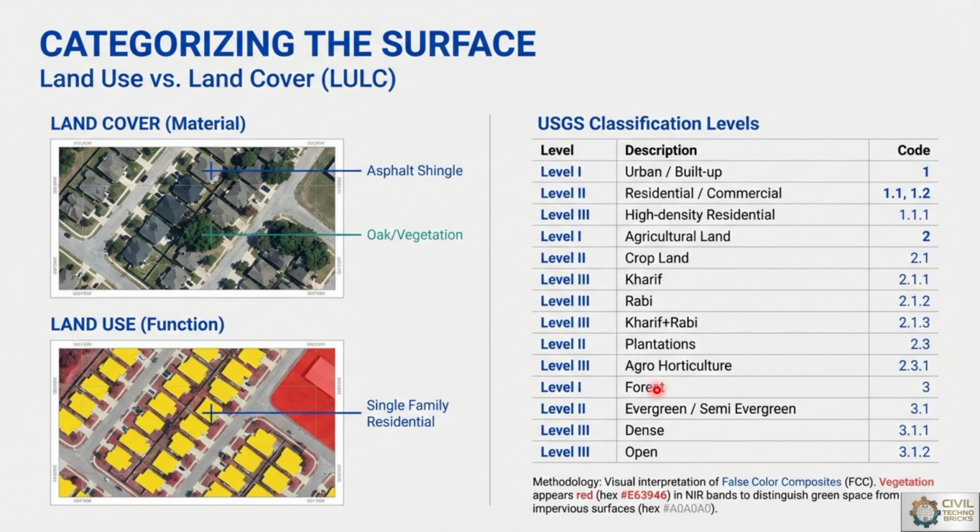Level 1 third code is for the forest. In that forest, evergreen, dense, and open, these three criteria are there. Then agricultural land, which is the level having code 2, where cropland, kharif, rabbi, kharif plus rabbi, plantation, agro horticulture, these are all the parameters. And in level 1, which is the built up area or the urban area, then residential, commercial, high density residential, likewise it will be divided. So that categorization of the surface based on land use or land cover is more beneficial for urban planning and monitoring also.